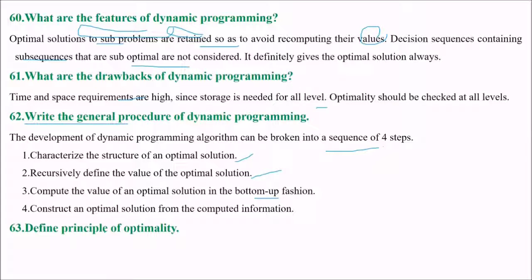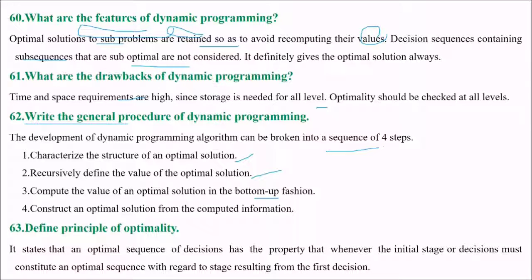Define principle of optimality. This states that an optimal sequence of decisions has the property that whatever the initial decision is, the remaining decisions must constitute an optimal sequence with regard to the stage resulting from the first decision. This is the principle of optimality.